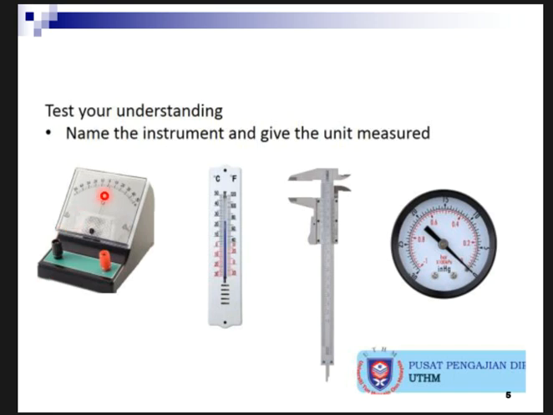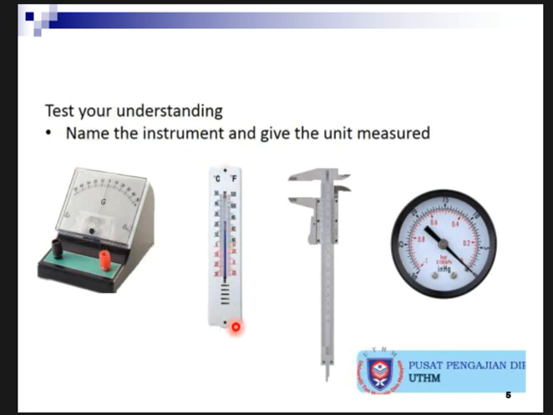Test your understanding. Name the instrument and give the unit of measure. For picture 1, you can see a G here, so the instrument is a galvanometer. What is the function of the galvanometer? The instrument is for detecting or measuring small electric currents. So the unit should be A, ampere.